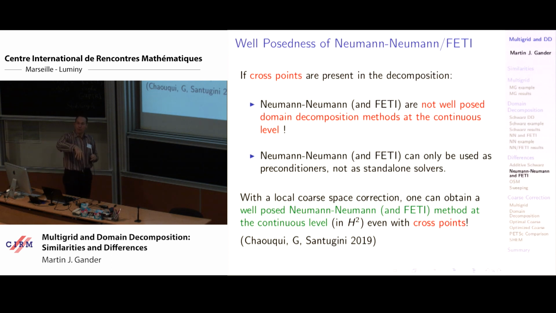But again, this growth is controlled. This gives you the log term in the condition number estimate. So that's why these methods are preconditioners and are not stationary iterative methods.